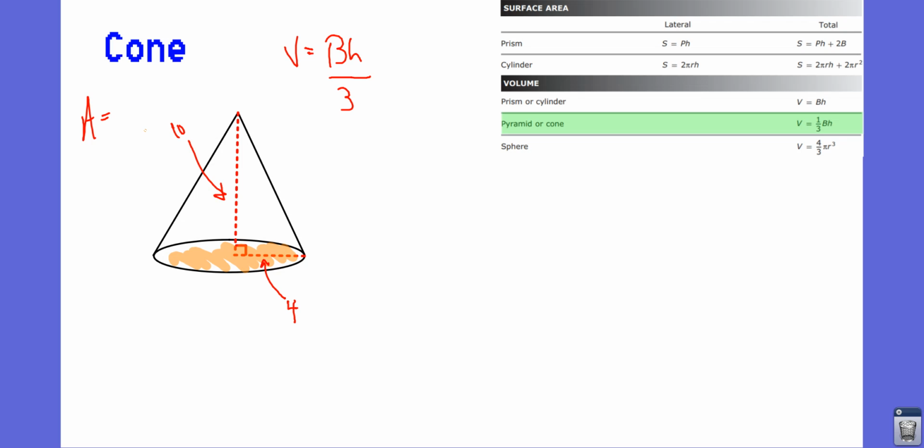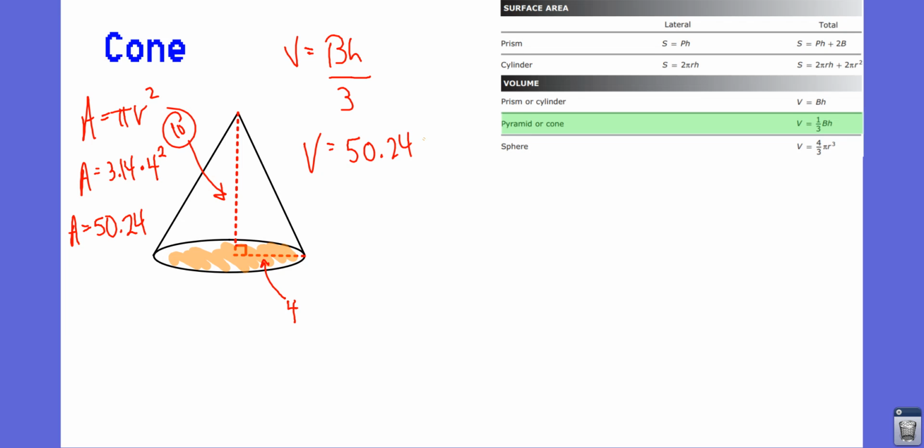So the area formula for a circle, pi r squared, or pi times radius squared. 3.14 is pi. The radius is 4 squared, so trusty calculator. 3.14 times 4 times 4. Area of the base is 50.24. Now to put that into our formula, 50.24 with a height of 10, and we're dividing that whole thing by 3.